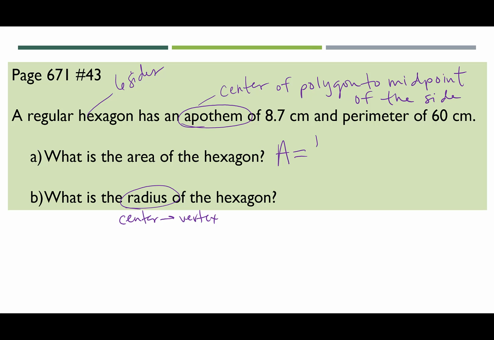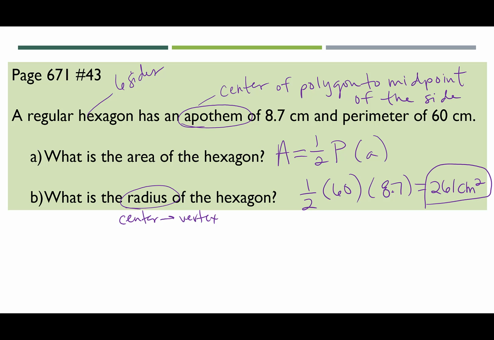The formula is area equals 1/2 perimeter times apothem. So this one we're just going to plug in some numbers here. We're going to say 1/2 times 60 times 8.7. And when you multiply that together, it's 261 centimeters squared. So that is the area of the hexagon.